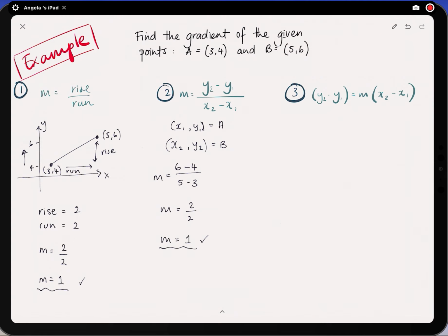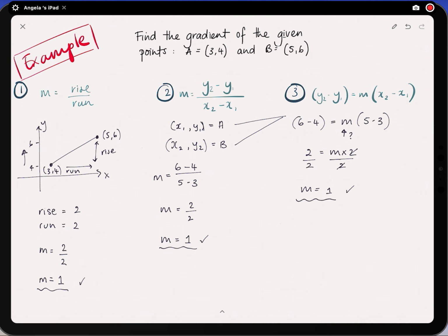For the purpose of experience, we'll just do the third method as well. Using these two points, we have 6 minus 4 equals m times 5 minus 3. Remember, we're trying to solve for m. So 2 equals m times 2, or 2m. Dividing both sides by 2 will give us m by itself, so m is equal to 1. Again, proving that regardless of the method we choose, we will get the same answer each time.